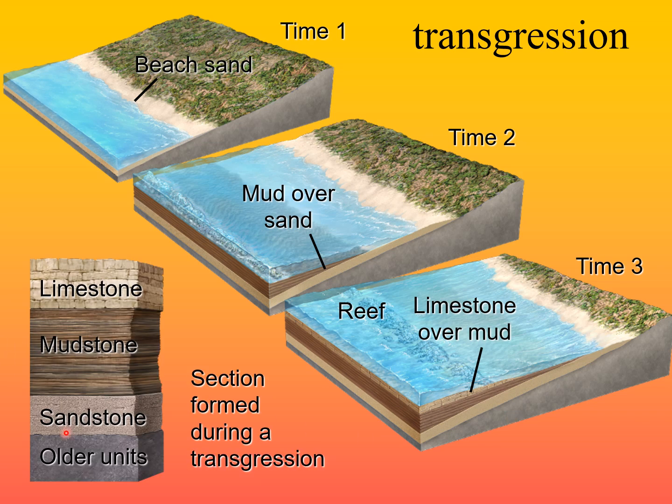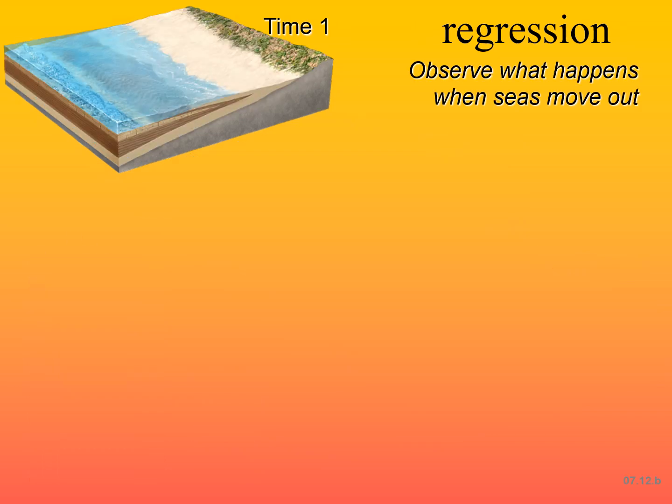And this is what that would look like in the rock record. So this is a section of rock that was formed during a transgression with older units at the bottom, and then sandstone, some period of lagoon deposition, and then some period of reef deposition. And so, as you would guess, the opposite is true when we have a regression. So here at time 1, we've got the previous sand. So now we're at time 1, but we're really at time 4, I guess, from the previous slide. So these are the depositional units that we saw in the transgression.